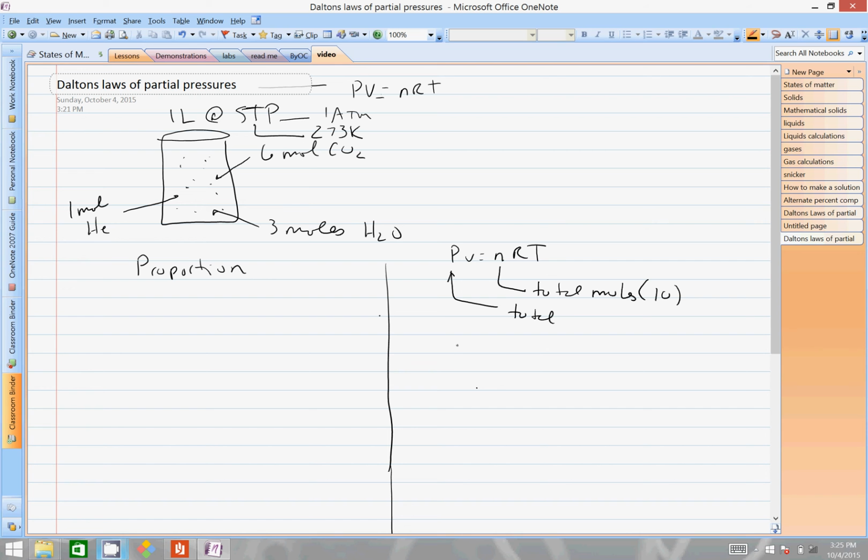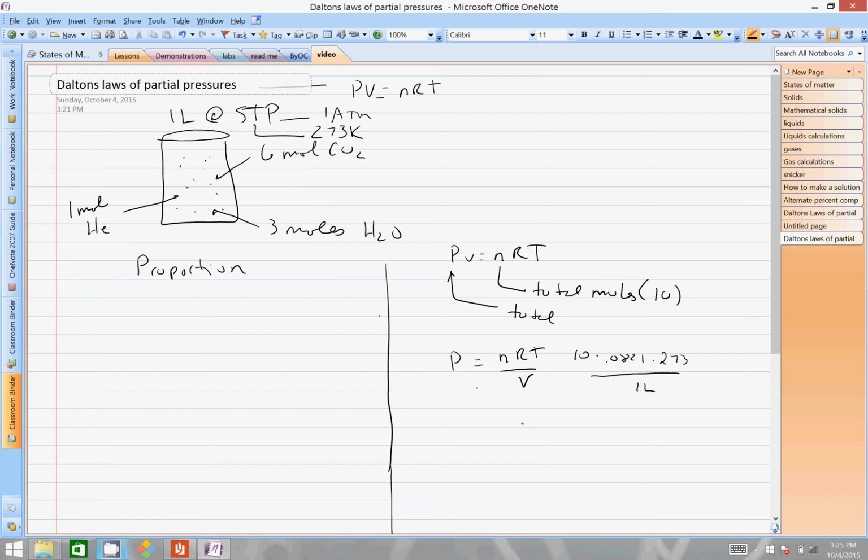The math-wise is going to be pressure equals nRT over V, and that is going to be 10 times 0.0821 times 273 divided by volume of 1 liter. If I put in just the moles of the individual item I want, then I get the partial pressure. In this case, it's the pressure of the total that is due to that individual piece.